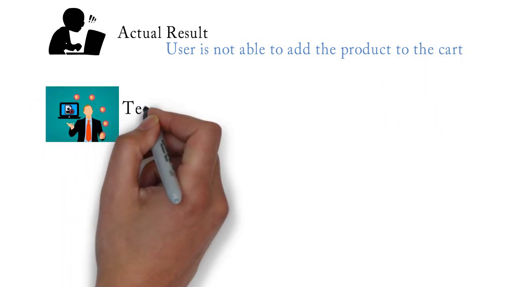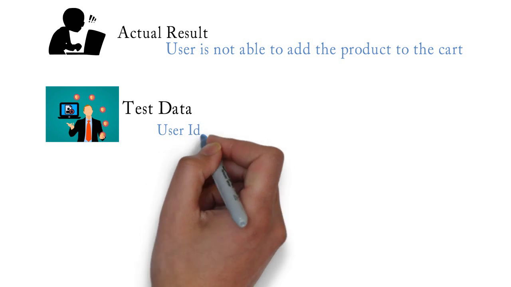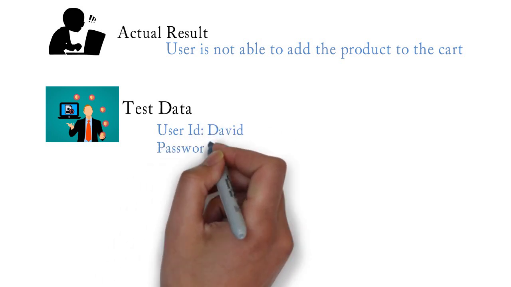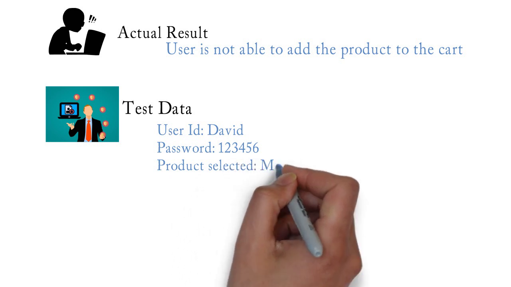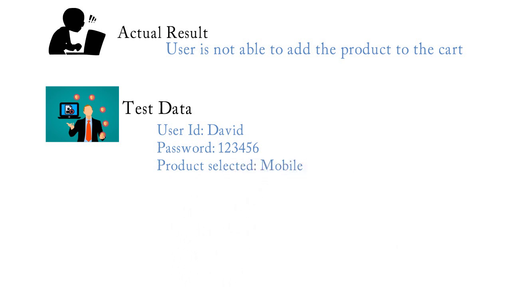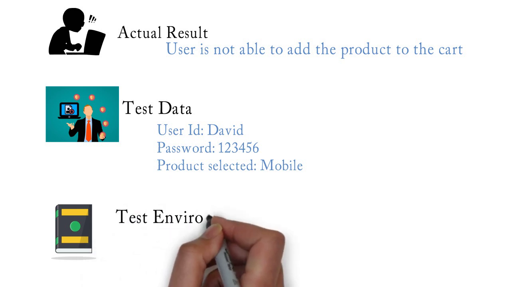The next component is test data. As the tester is behaving as a customer, for validating this functionality, we should provide the login details of the customer. So the user ID, the password, and the product that he has selected should be given in the test data section.